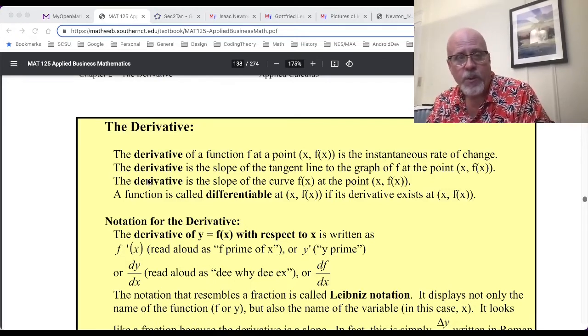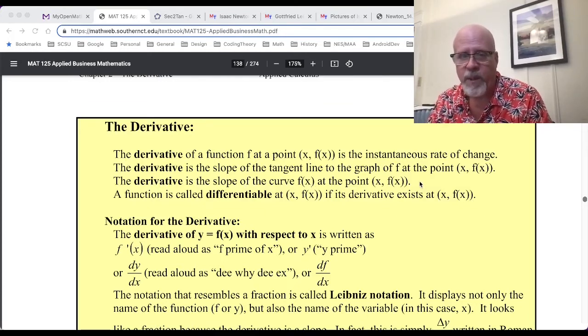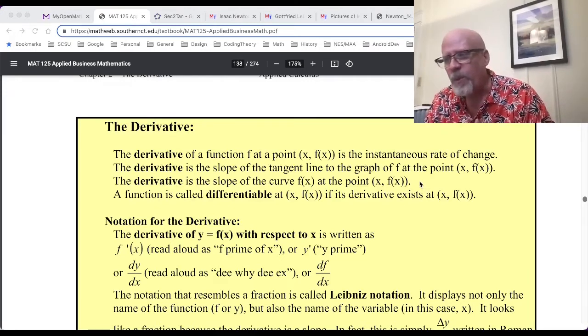It's less true to say what they do in the third one, to say the derivative is the slope of the curve f of x at the point x comma f of x, because truthfully, slope is an idea that applies to lines, not to curves. And yet, that's what we're trying to get at, a way to think about the slope. So maybe I'm just quibbling.